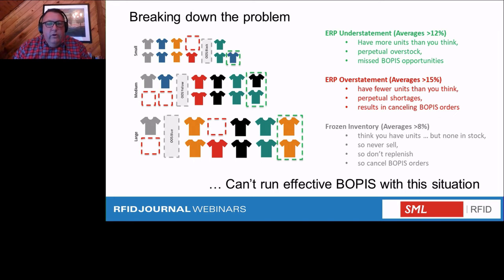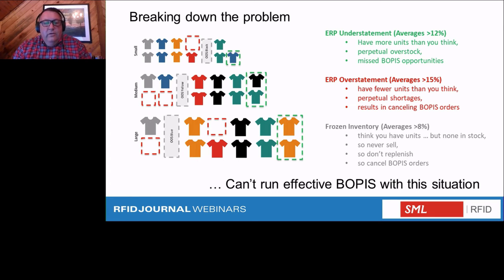And so in both of the overstatement and the understatement situations, you're disappointing customers. You're either not exposing the inventory to satisfy the order, or you are canceling the order after you've told the individual that they can come into the store and buy it. And the third is the worst of all situations, which is that you have a frozen inventory, which is a subset of overstatement. This is where you think you have units, but you don't have any, and these are the gray boxes. So you never sell them, so you never replenish, and so you cancel orders because you actually think you have items and you don't have anything there, and you're completely out of stock.